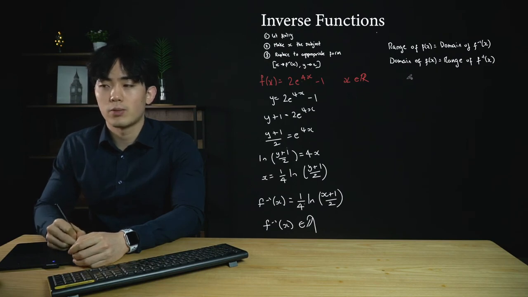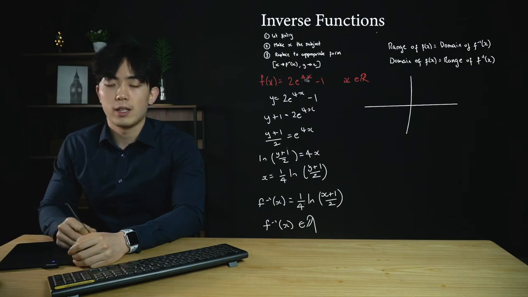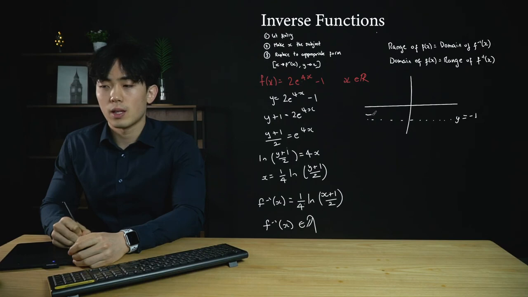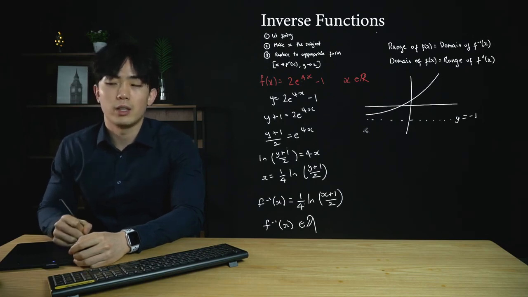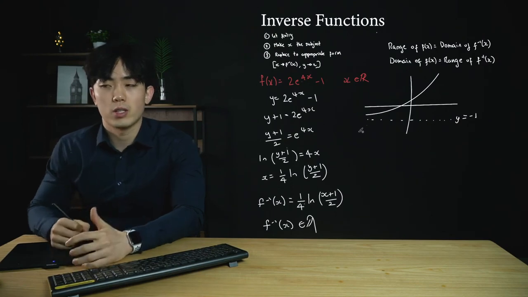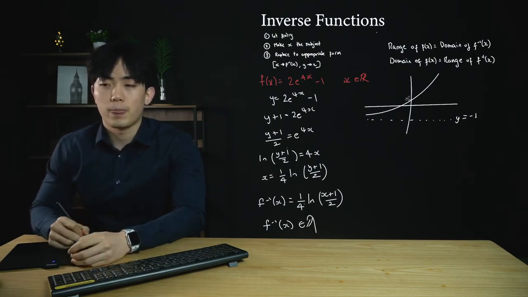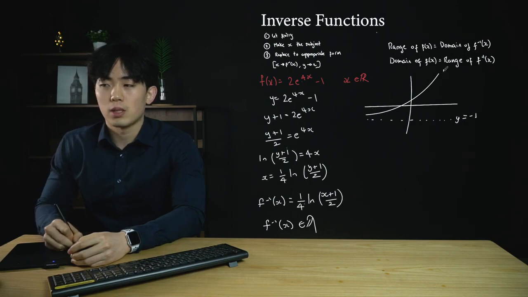So let's plot this graph just to see what the graph looks like. So it's an exponential graph and it's been transformed. So the asymptote is going to be at y is equal to -1. And it will look something like this. If you're still stuck on graph transformations, I'll post another video about graph transformations later on. So this is the function, as we can see here.